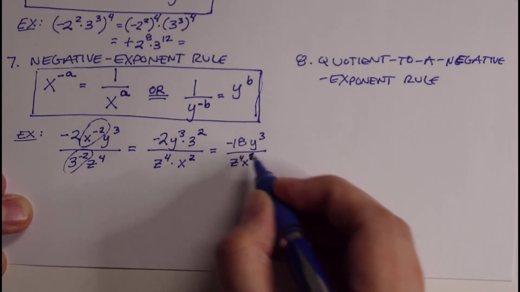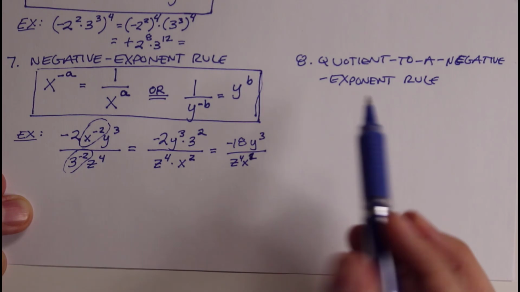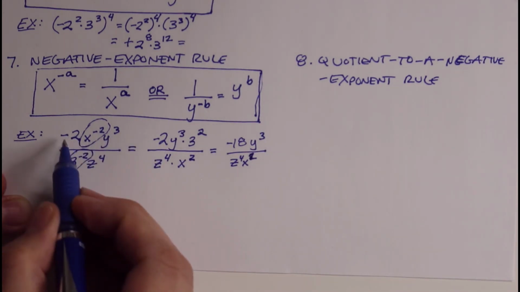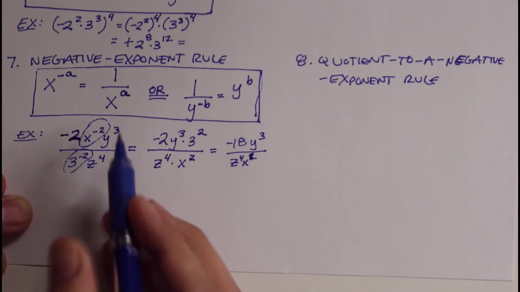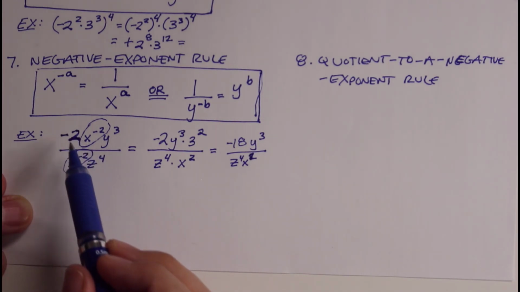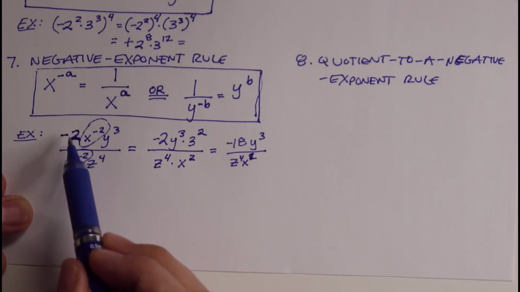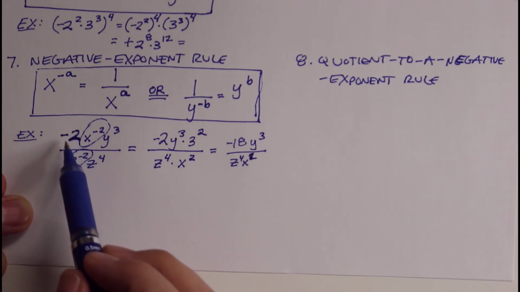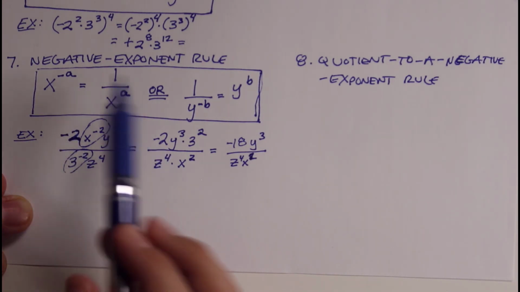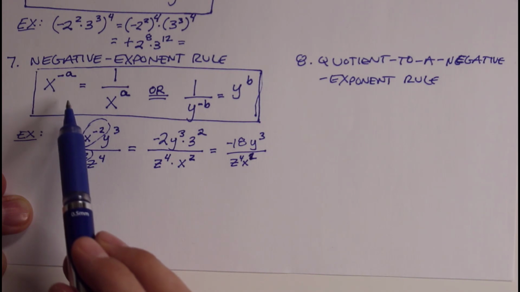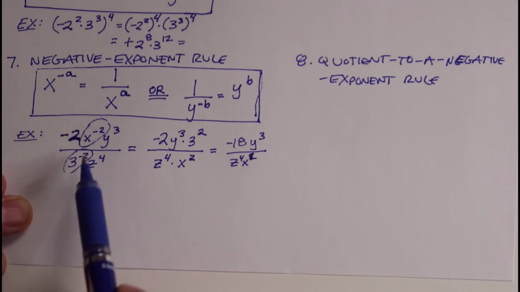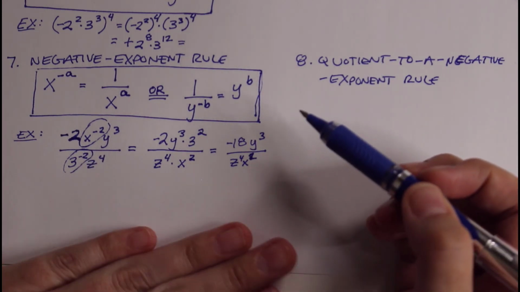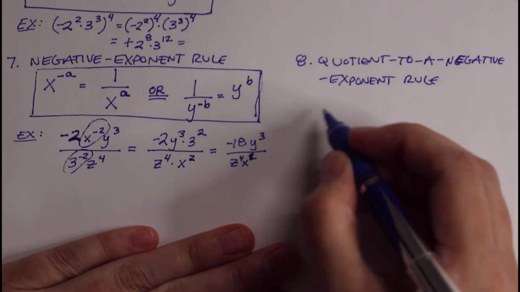Just another quick note on this one before we move on to our last rule. The negative 2 in the very front, that was just a negative number. That was not a negative exponent. So don't let this fool you into thinking you have to move this negative 2. This is just a negative number, so it just stays. The only thing that this is talking about is negative exponents. Only negative exponents move what they're attached to. They move their base.